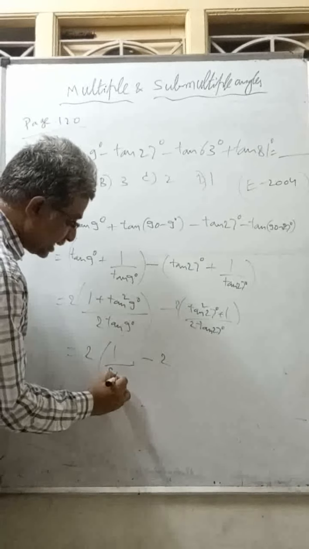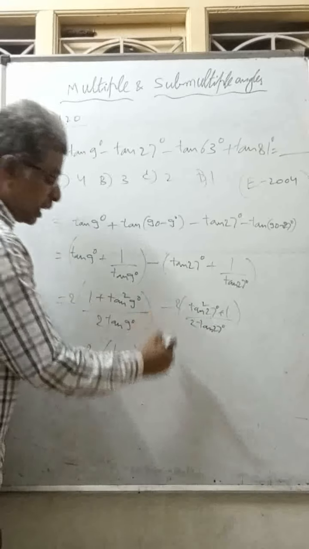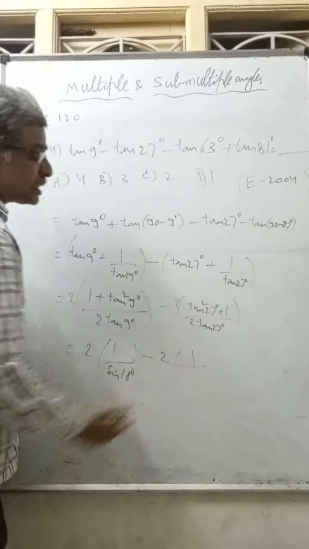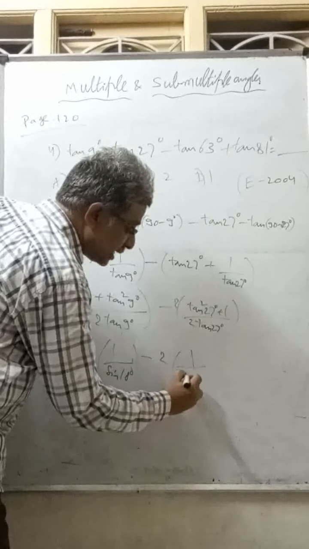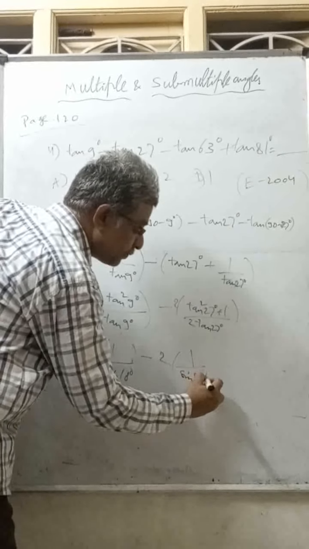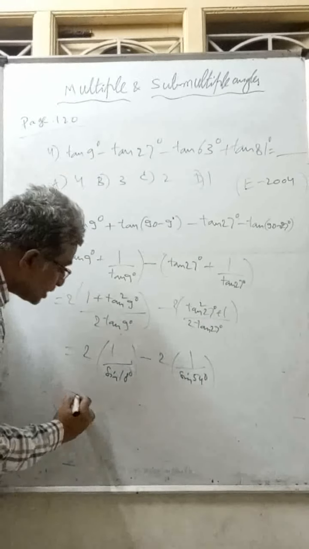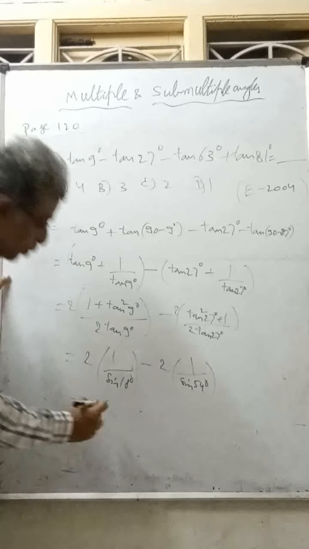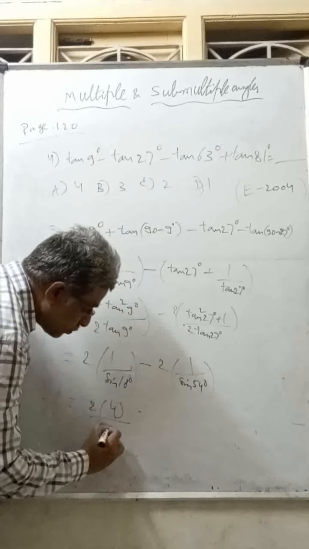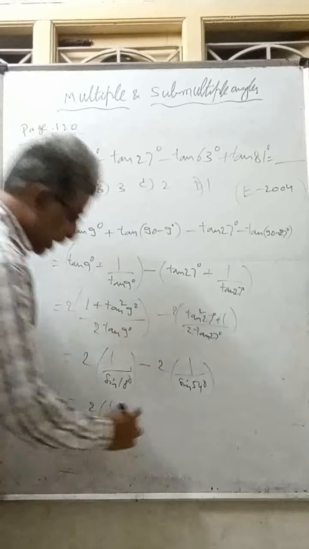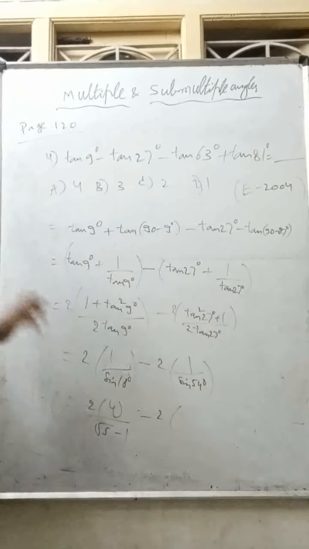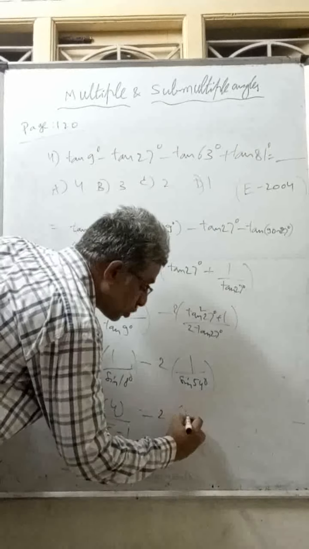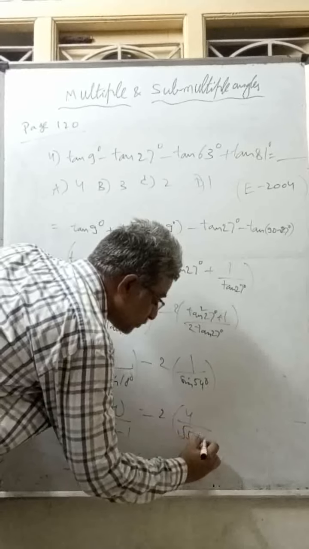1 by sin 18, we know the sin 18 value, we will substitute. And this is also 1 by sin 2 theta, that is sin of 2 into 27, that is 54 degrees. So this is 2 into, sin 18 is root 5 minus 1 by 4, so 4 goes to the numerator: 4 by root 5 minus 1, minus 2 into again the same. Sin 54 is cos 36, that is root 5 plus 1 by 4. So 4 goes to the numerator. Again this becomes root 5 plus 1.